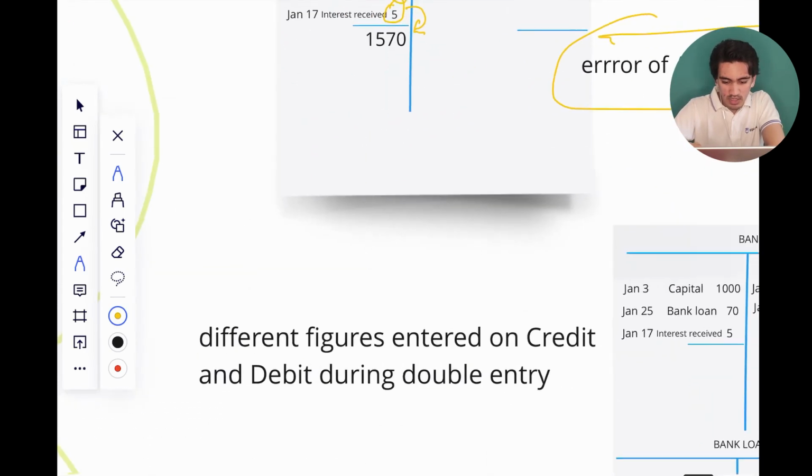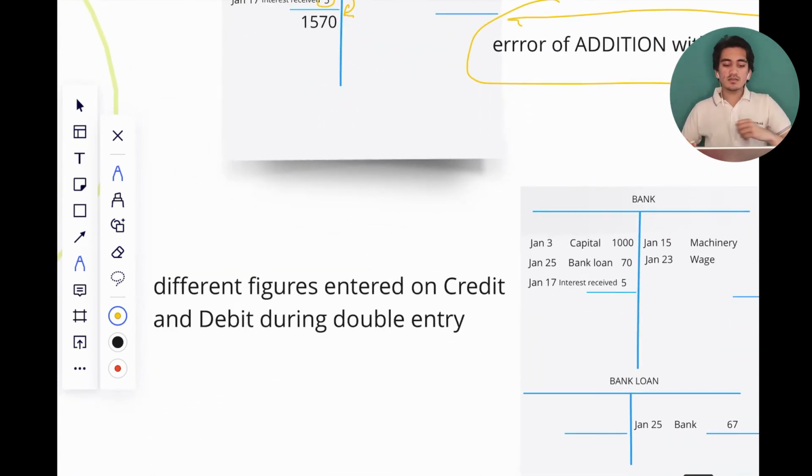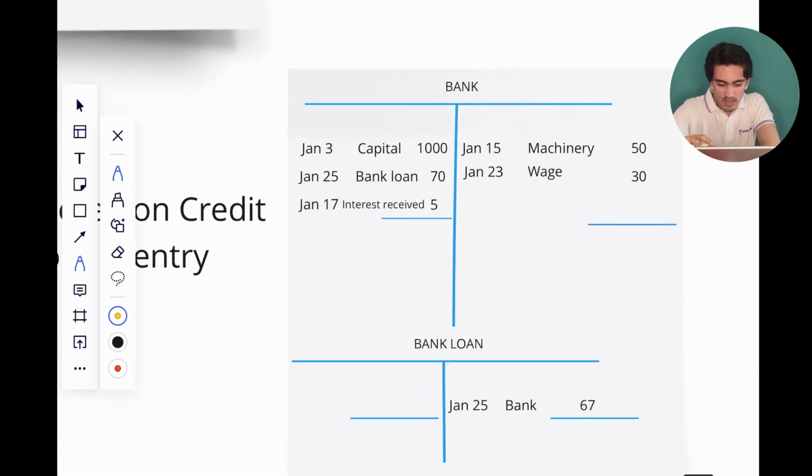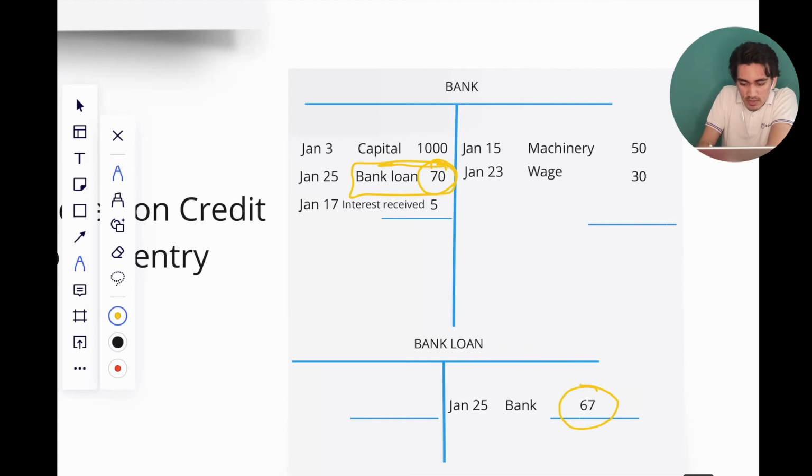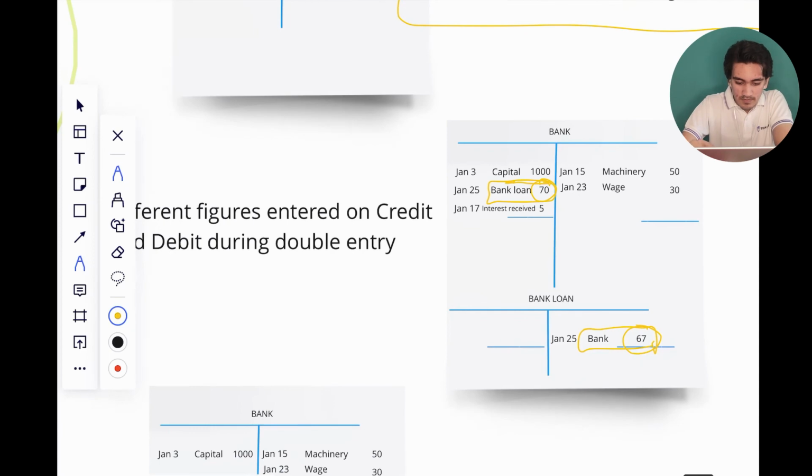Let's move on to the third kind of error. This is when you add different figures on the credit and debit during your double entries. For example, over here, when you took a bank loan of $67, you put it as $70 in your bank account. So you put the debit side as 70, but the credit side as 67. This means your trial balance won't balance because you added different amounts. So this is a third kind of error.